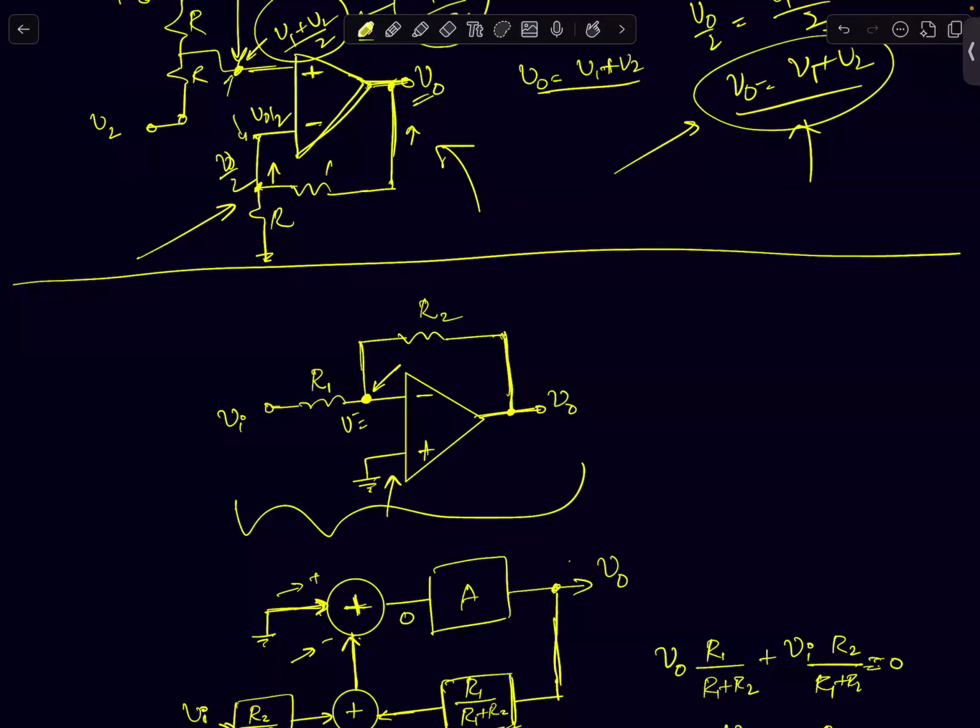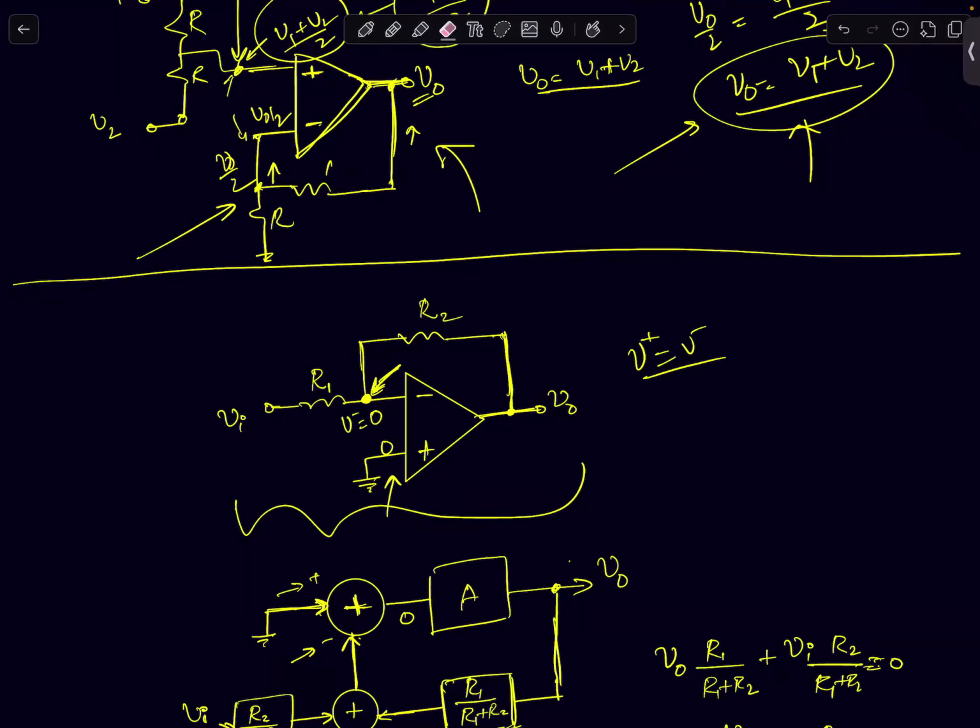0. Is that right? Because it's ground, right? This is ground. So this will also be ground. V plus equals V minus. So this will also be at ground. So the moment I know this is at ground, now it's a very simple circuit to solve. You can just use KCLs and KVLs and solve this circuit.